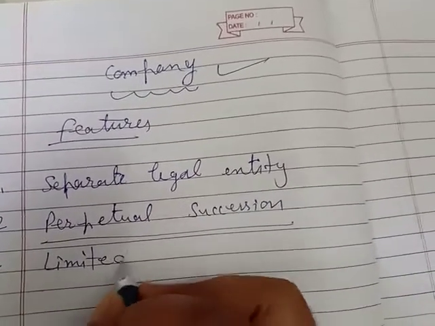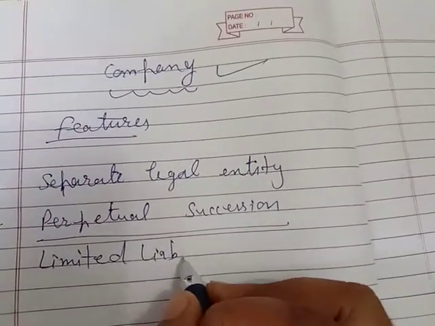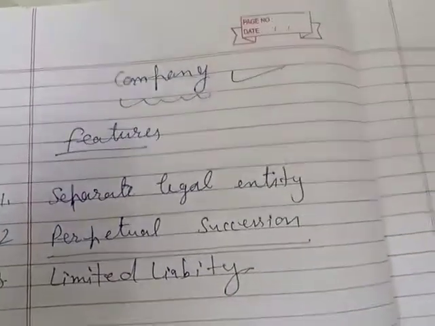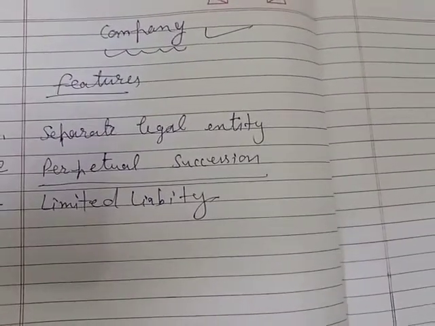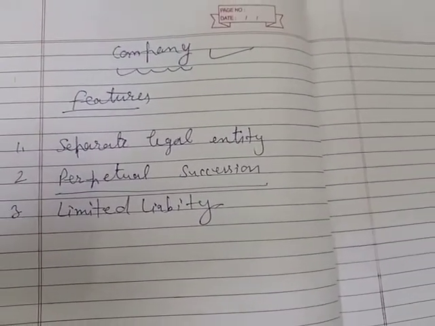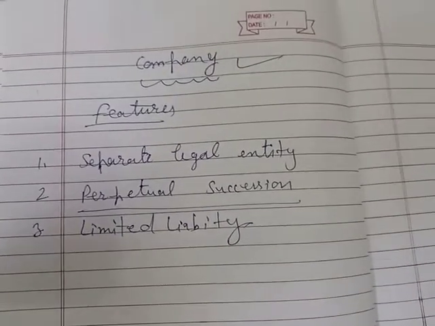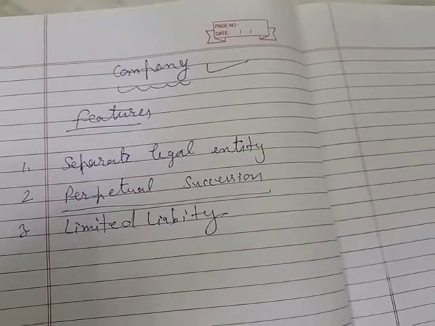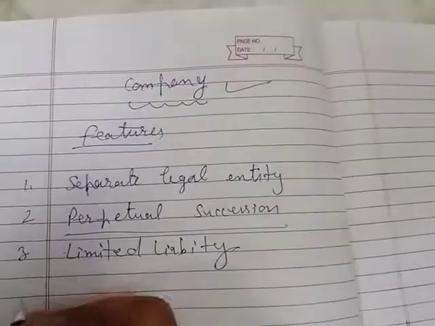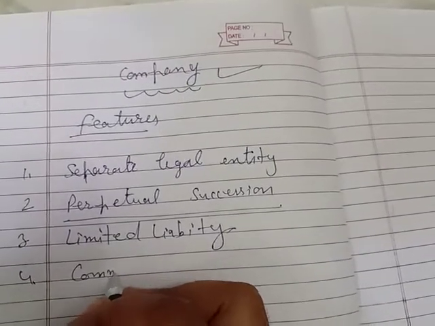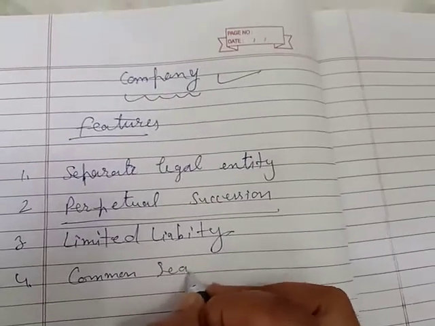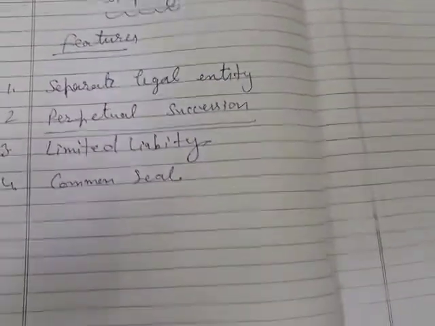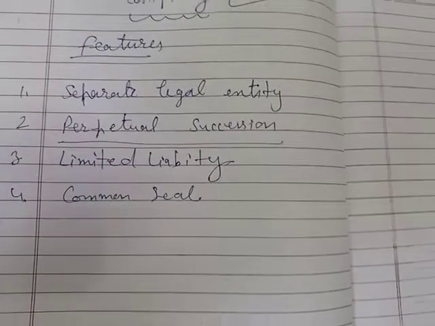The liability of the members of company is limited up to the amount they spent for purchasing of shares. So the liability of the shareholder of a company is limited to the unpaid value of the shares. Next is common seal. Company is an artificial person. When a person puts his signature, company has its own seal to be stamped.